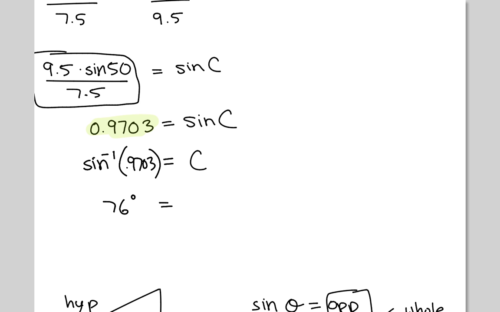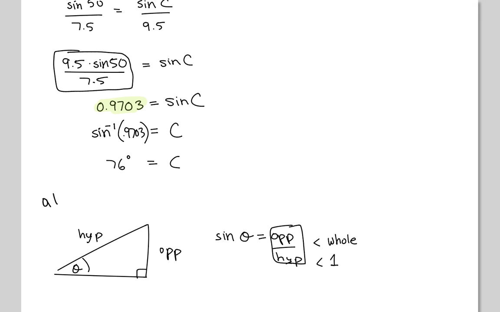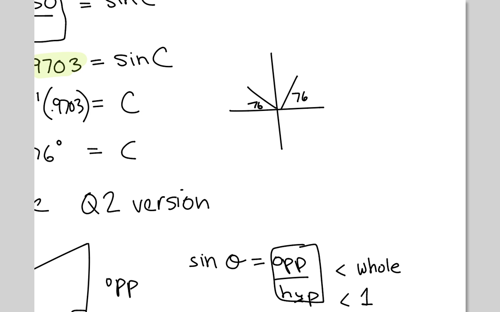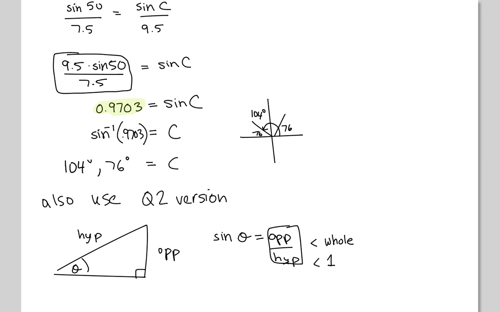0.9703. Okay, so 76 degrees is one of the answers. Do you remember that this was either two solutions or none? Because we didn't get the calculator error, there's going to be two solutions. So for this 76, we will also use the quadrant 2 version. Remember, sine is positive in the top two quadrants. So there's the 76. And what's the other one that goes with it? Over in quadrant 2, remember the CAST rule, sine is positive. So the reference angle is 76 here. So what's that rotational angle? 180 minus 76, so 104. Okay, so the other answer is 104.